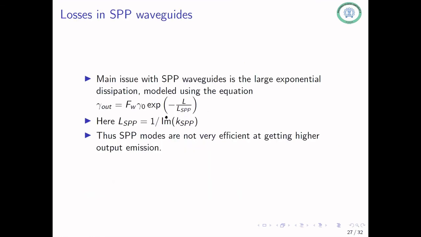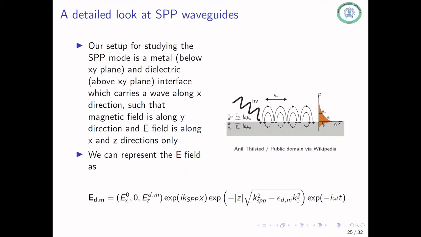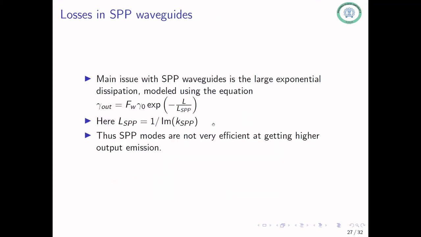So now what will happen is in SPP waveguides, you can actually have quite large losses, which you can model using the equation gamma out. This is the output rate, which decays exponentially, and of course depends on the imaginary part of KSPP. In case I didn't mention it earlier, KSPP is basically our wave number. It represents the wavelength along the x direction. So if you have an imaginary part to that, then that represents a decay along the x direction. Based on that, you can get this expression.